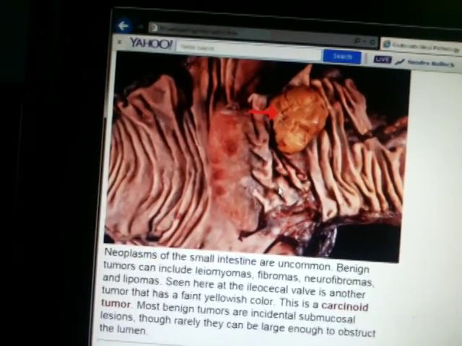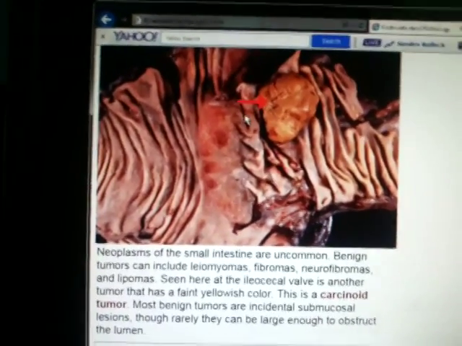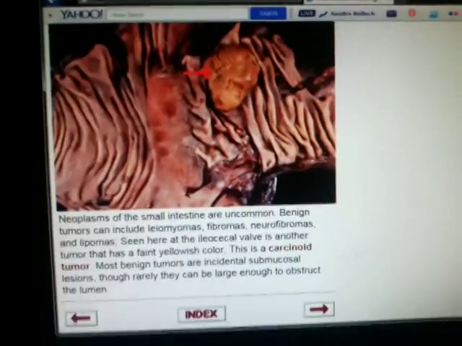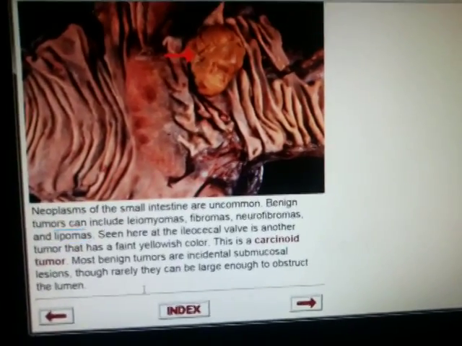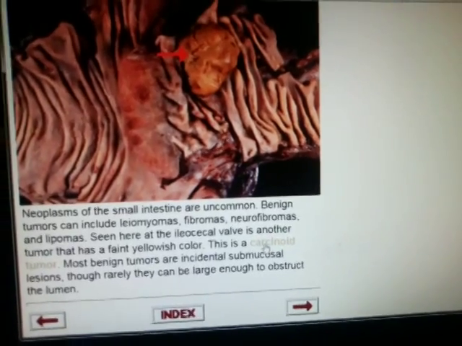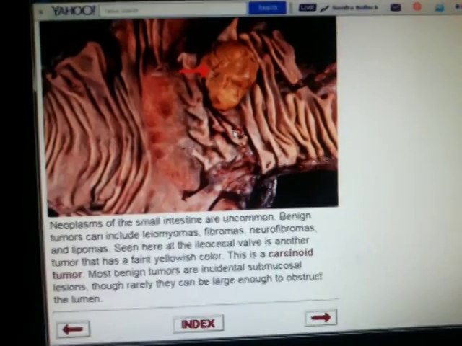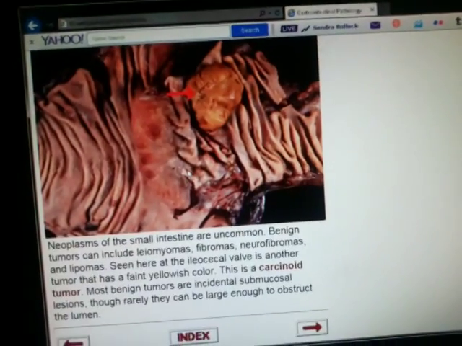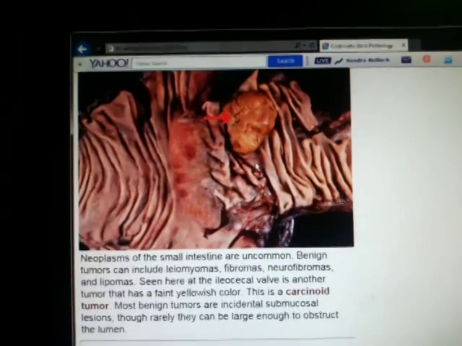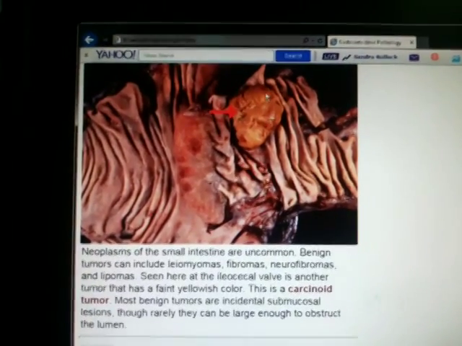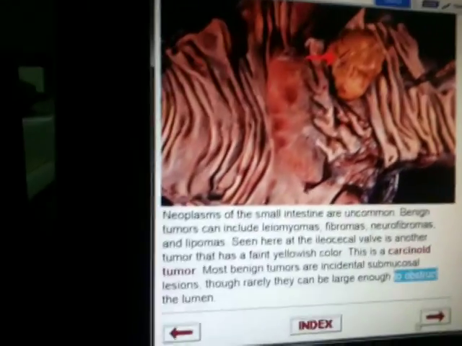One of the benign tumors is the leiomyoma, which is a smooth muscle tumor, and we also have the fibroma, neurofibroma, and lipoma, which is the adipose or fatty tissue tumor, benign. And we have also the carcinoid tumor. Carcinoid tumor is usually a benign tumor. However, it can grow into a large size and metastasize and be a malignant tumor as well. And the patient, if he has a larger tumor, can present with signs of intestinal obstruction.